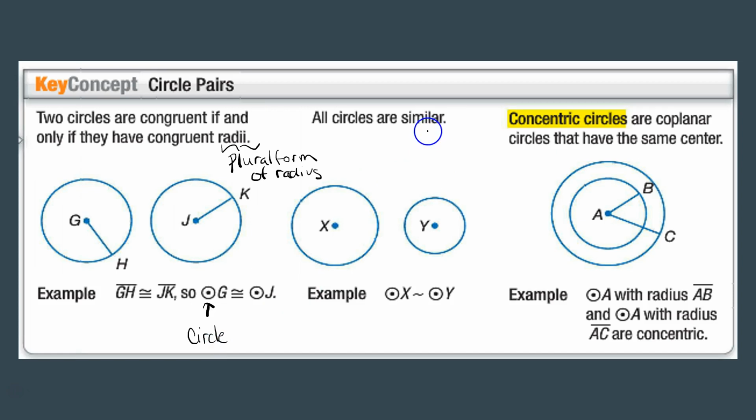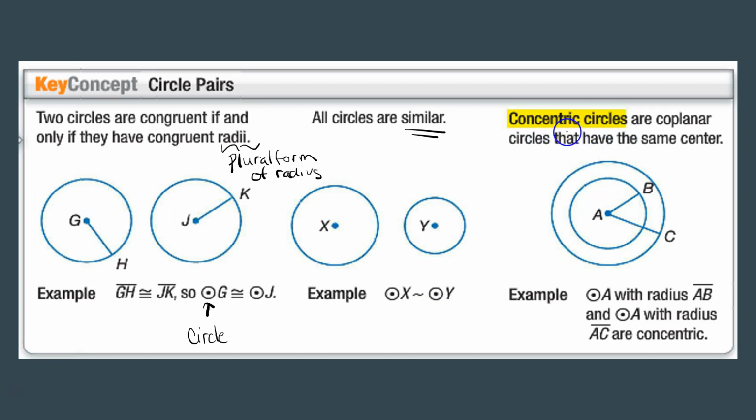Our next circle pair key concept is that all circles are similar. So notice here they are not congruent because they don't have the same radius. However, we can say that they're both similar. They're the same shape. They're all circles. So circle X is similar to circle Y.